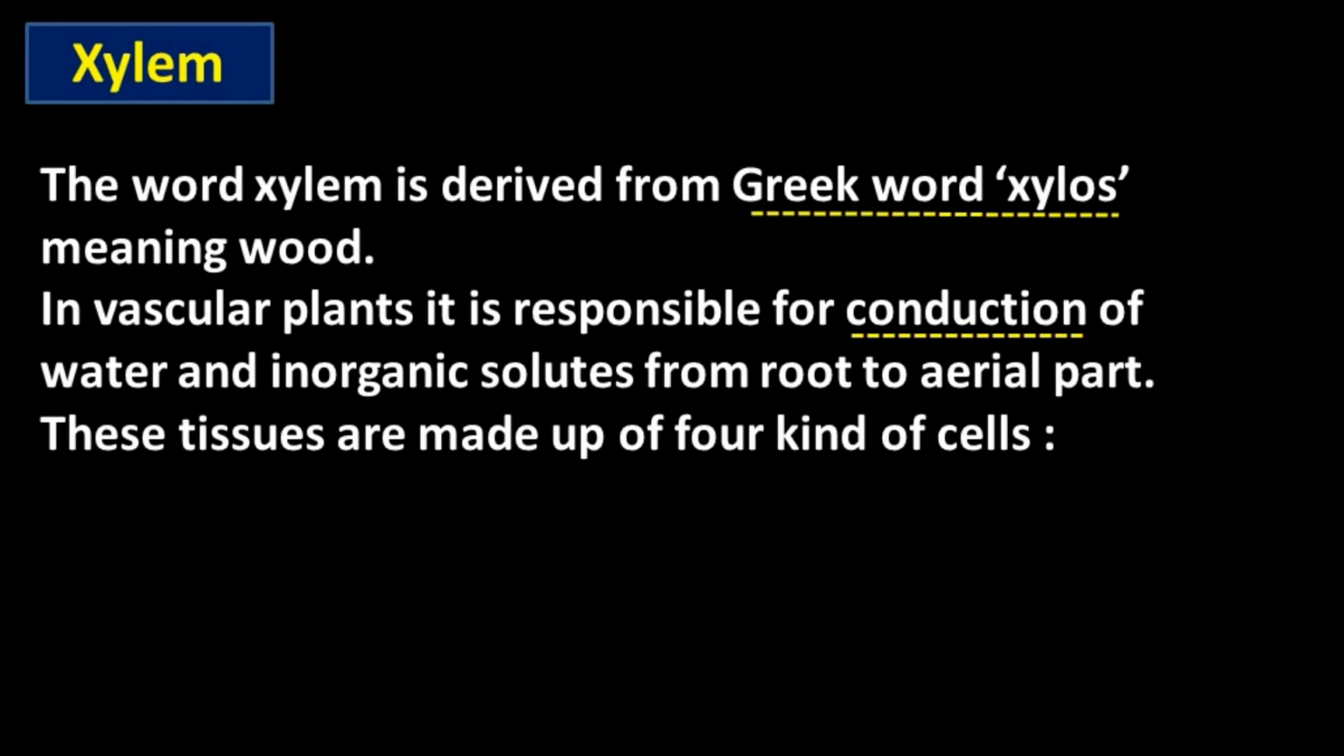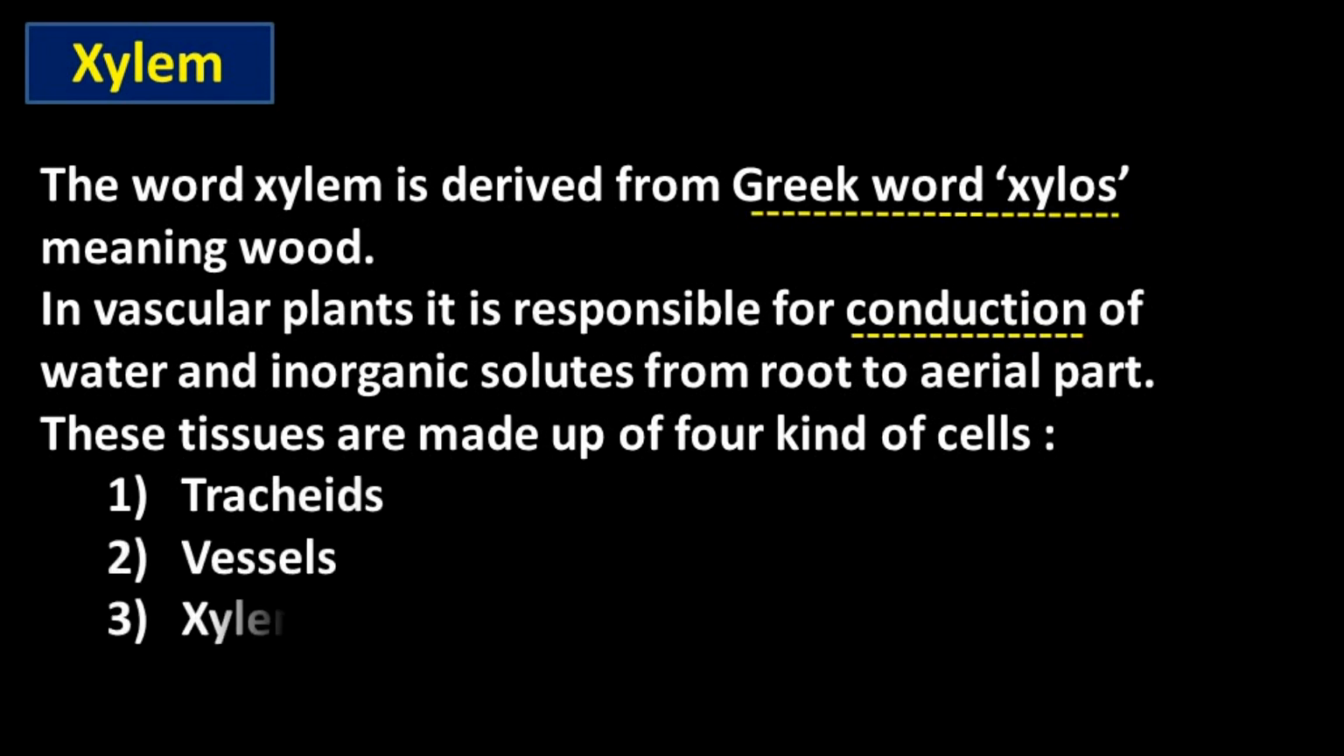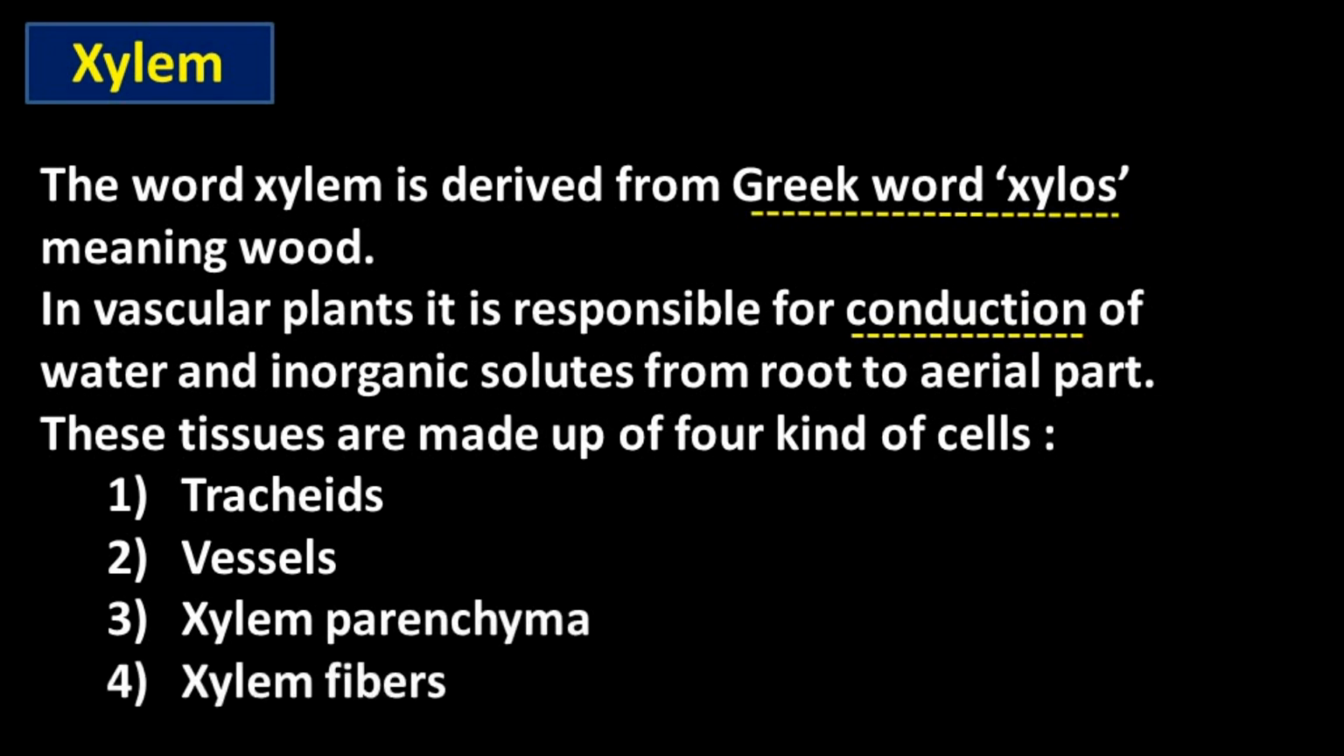The tissues are made up of four kinds of cells. Xylem tissue चार अलग अलग टाइप के सेल्स से बने होते हैं. These are tracheids, vessels, xylem parenchyma and xylem fibers. These are the four type of cells present in the xylem tissue.